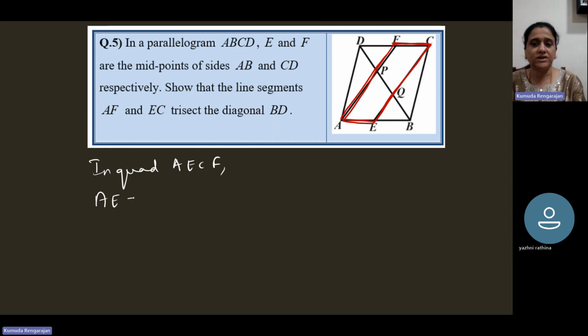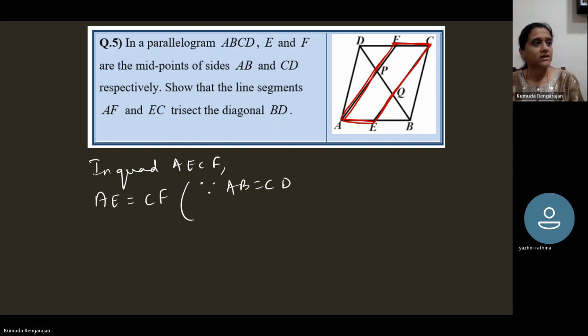AE is equal to CF, because is AB equal to CD? Yes. Why? Because ABCD is a parallelogram. Opposite sides are equal. So AB is equal to CD because ABCD is a parallelogram. So half of AB will be equal to half of CD because halves of equals are also equal.